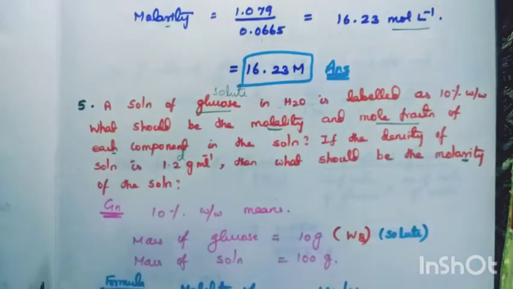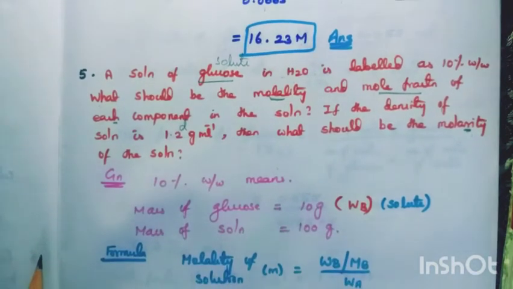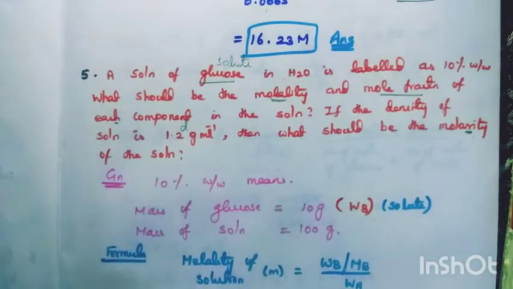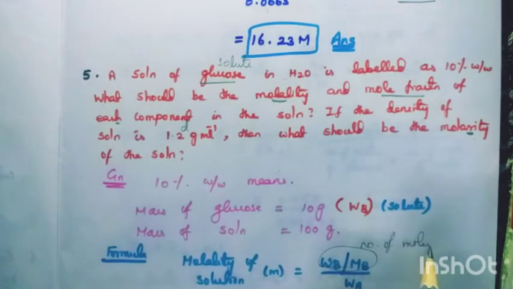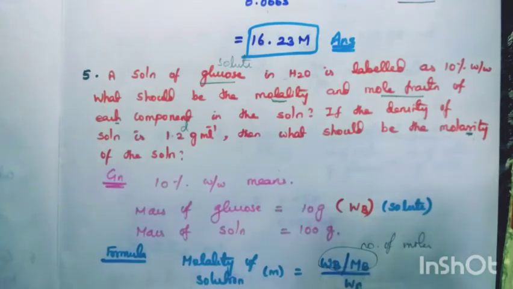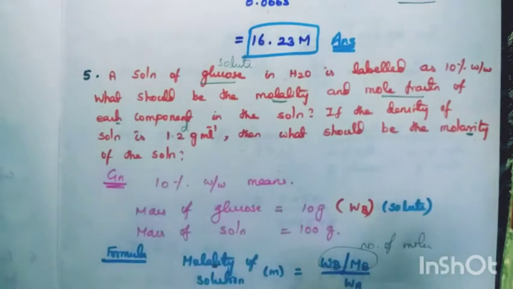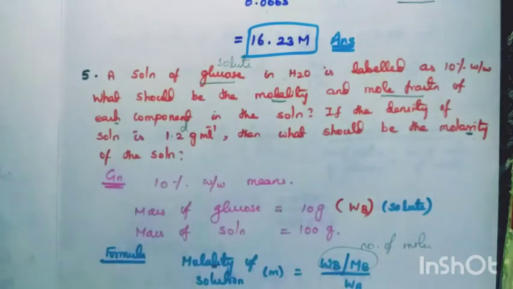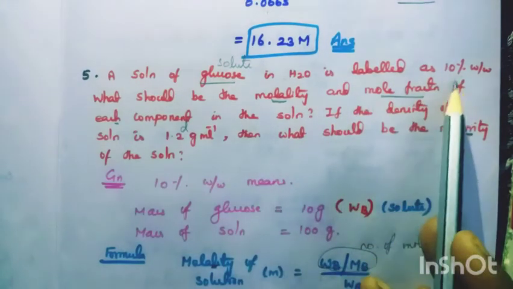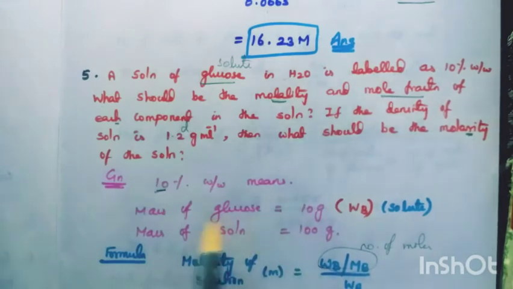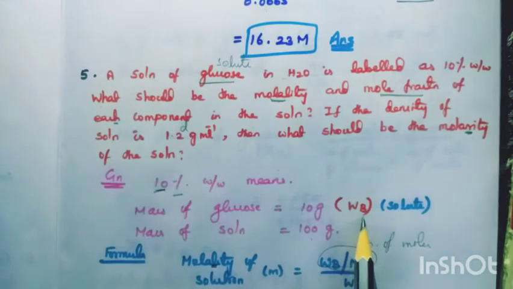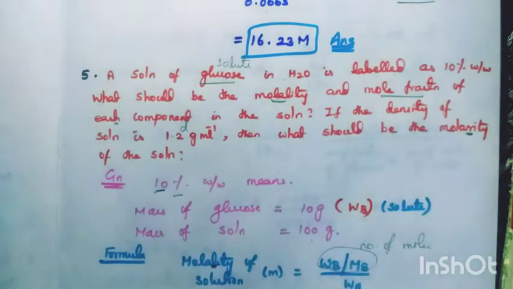What is the formula for molarity? It is nothing but the number of moles by volume. For molality, it is the number of moles by the mass of the solvent. So now let's write the given details. 10% mass by mass. That is 10 gram of glucose and the overall solution is 100 gram. Solute is written as B and solvent is written as A.